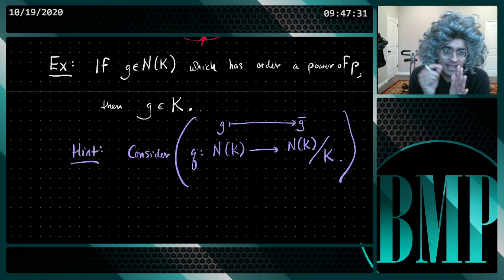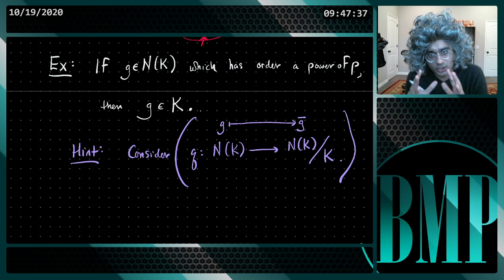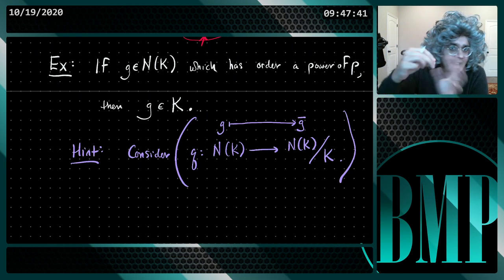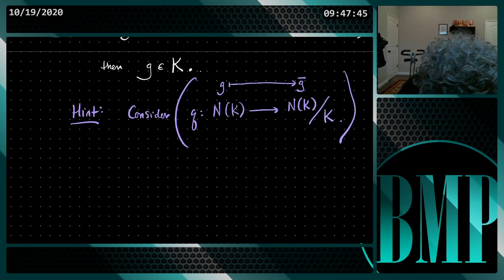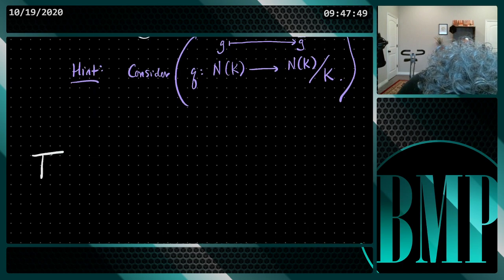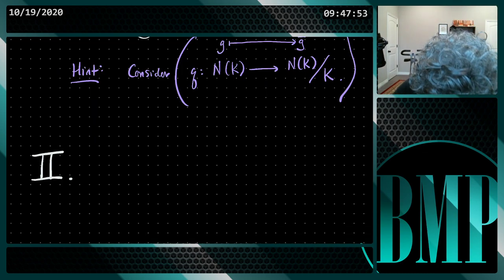It's just that you can guarantee that everything outside of the Sylow p subgroup, but inside the normalizer, cannot have prime power order. Great. Okay, so now I want to just state the second Sylow theorem. Let's state the second Sylow theorem.